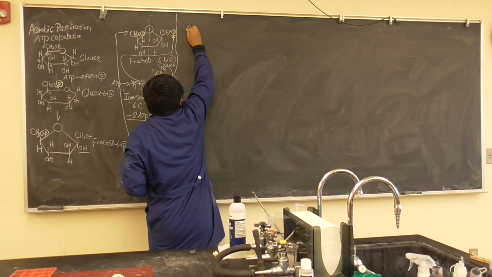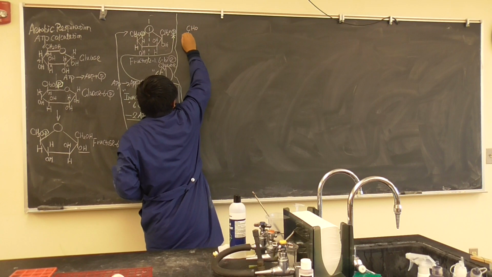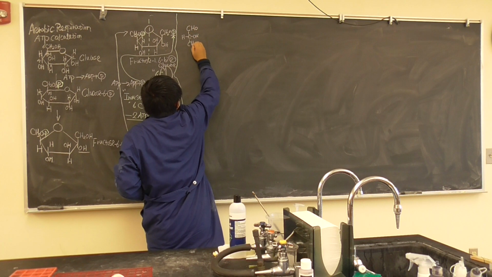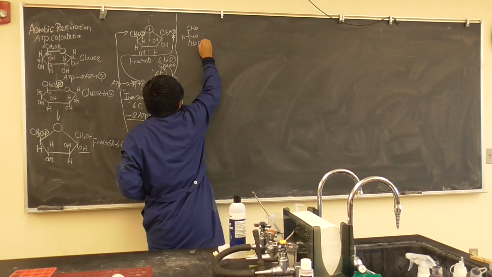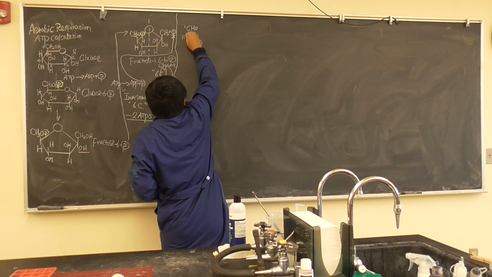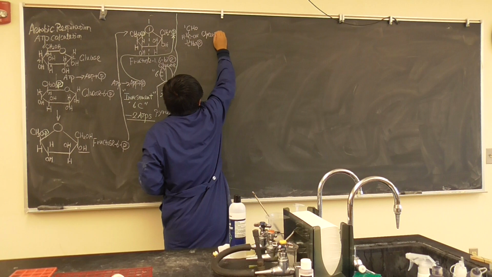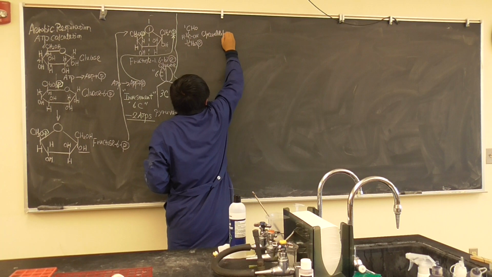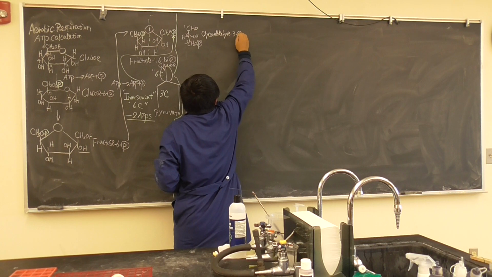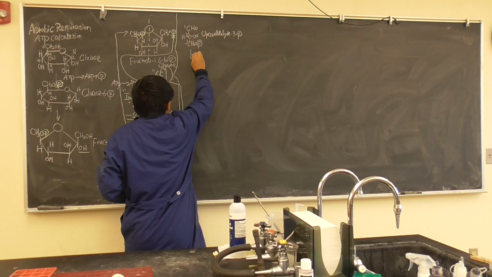So what is it? CHO aldehyde. We have CHOH and CH2OP. So what is this? Carbon number 1, carbon number 2, carbon number 3. So this is glyceraldehyde 3-phosphate. Okay, then we're going to go down here.